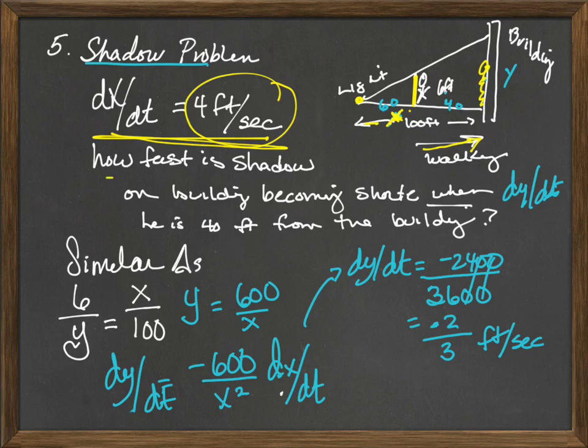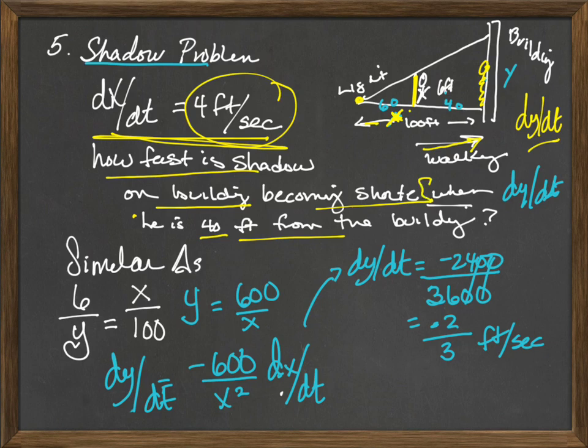It wants to know how fast is the shadow on the building becoming shorter. So isn't that dy dt? When he's 40 feet from the ground, and know that this is the when, right? So you do that at the end after you take the derivative. Okay, so how do we do this?